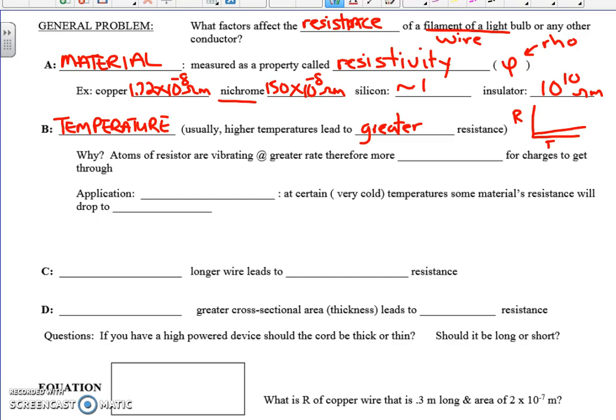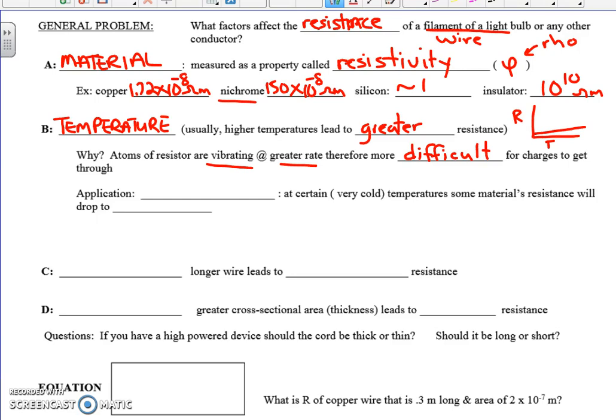physical standpoint? Well, remember, temperature is a measure of atomic vibrations. So if we're at a higher temperature, the atoms are vibrating at a greater rate. Therefore, when electrons are trying to pass through the wire, pass through the atoms, it's going to be more difficult for the charges to get through because they are running into the vibrating atoms more often because they're vibrating greater and greater. We'll talk more about this in class because, like I said, it can be confusing. But again, the higher the temperature, the greater the resistance.